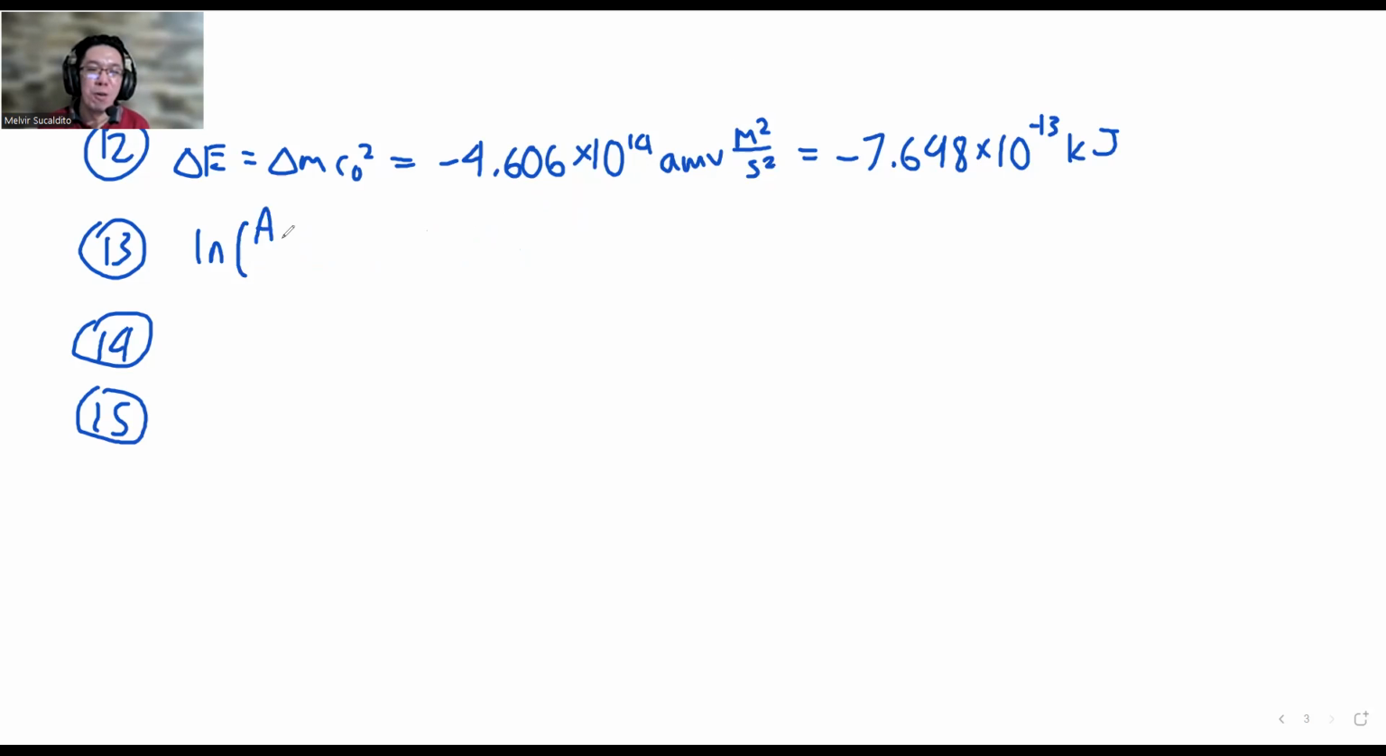First order kinetics: ln A over A0 equals negative kt. Okay, very good. k is equal to ln 2 over half-life. Very good. So we're looking for t here. You can easily plug in the data and then solve. Pwede ka mag-shift solve dyan.